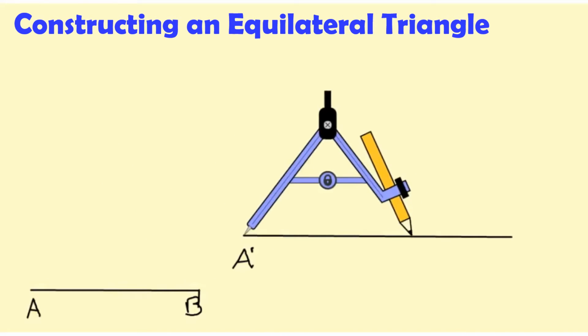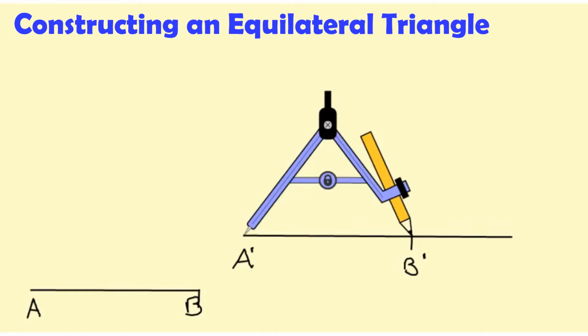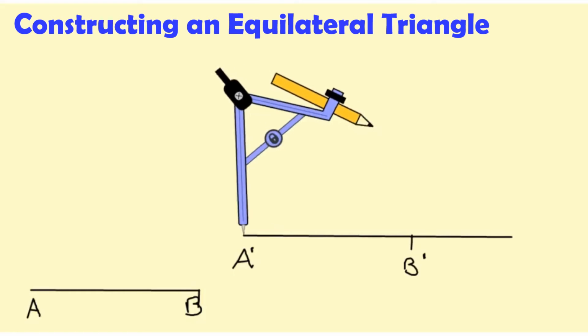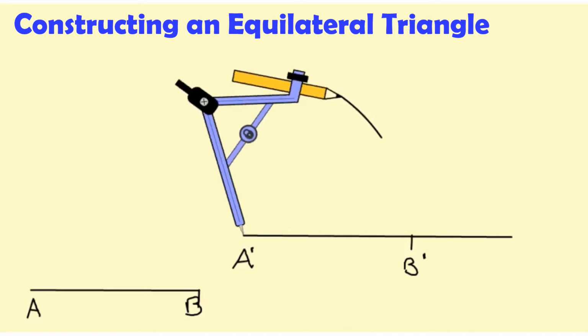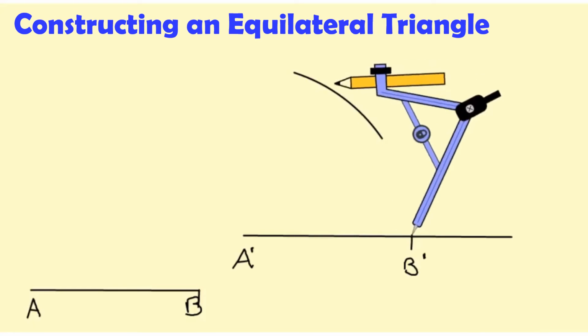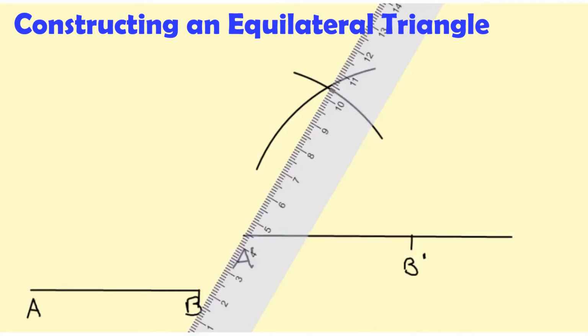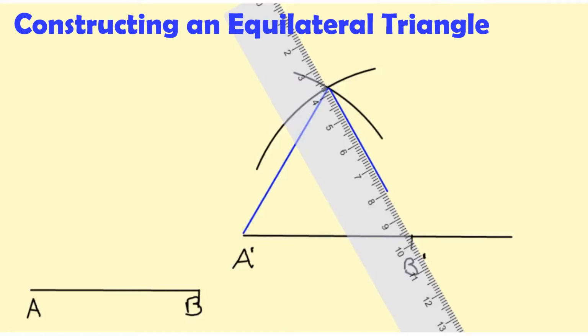And then we are going to measure line segment AB. And from point A prime, we are going to make an arc. And then name the point of intersection as B prime. From here, we are going to make an arc at the top. And then set your compass at point B prime and make another arc without adjusting the opening of the compass. So as you can see, there is a point of intersection over there. So we are going to connect that point of intersection to point A prime and point B prime using your ruler.